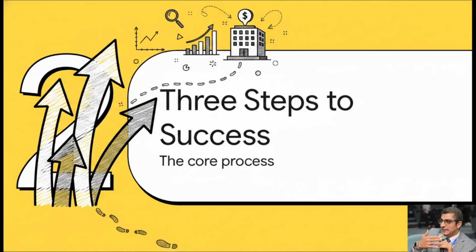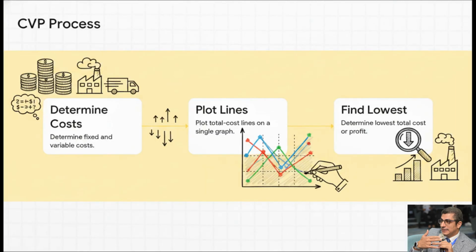3 steps to success. I want to reassure you right out of the gate here, no matter how complex a giant business might seem, this entire process literally boils down to just 3 logical actions. Here's your step-by-step guide. Step 1. Determine the fixed and variable costs associated with each location alternative. So first, we just gather our raw numbers.